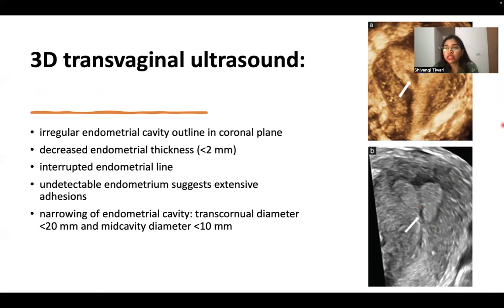In 3D transvaginal ultrasound, what we can find is an irregular endometrial cavity outline in the coronal plane. So the endometrial cavity outline will be irregular. Decreased endometrial thickness, sometimes less than 2 mm. Interrupted endometrial line, undetectable endometrium. If there is extensive adhesions, then undetectable endometrium. The narrowing of the endometrial cavity, that is transcornual diameter of less than 20 mm and mid cavity diameter of less than 10 mm.